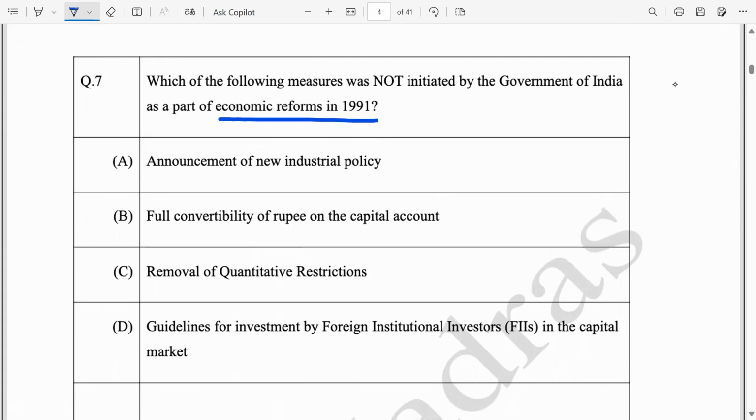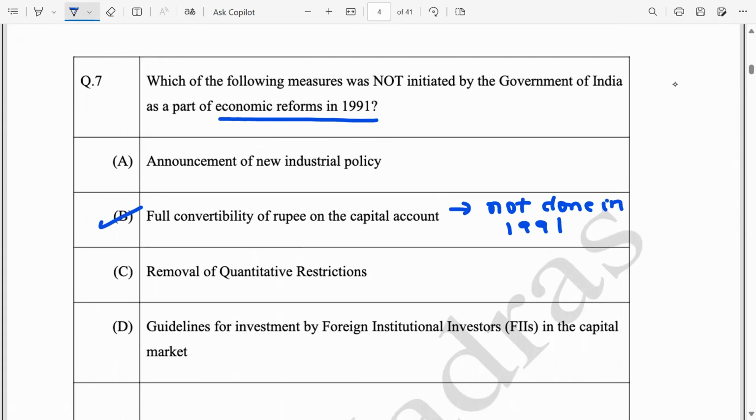First of all, you should know that convertibility captures the ease with which a country's currency can be exchanged for other currencies or gold for that matter. Okay, when we talk about full convertibility on capital account, it was not done in 1991. So the answer for this question is option B.